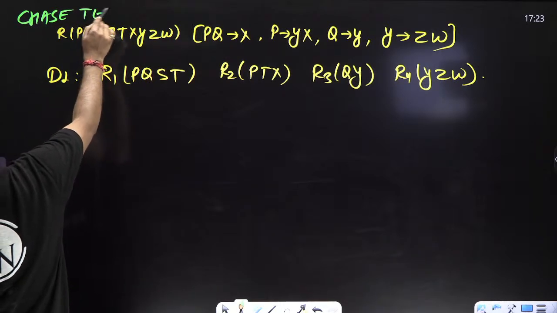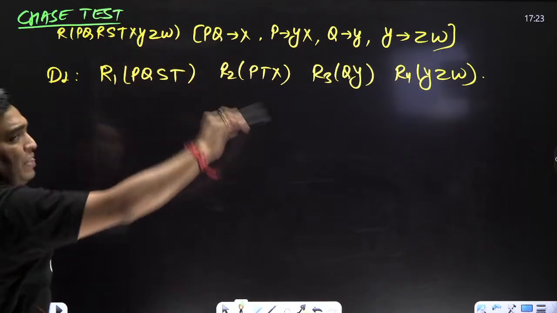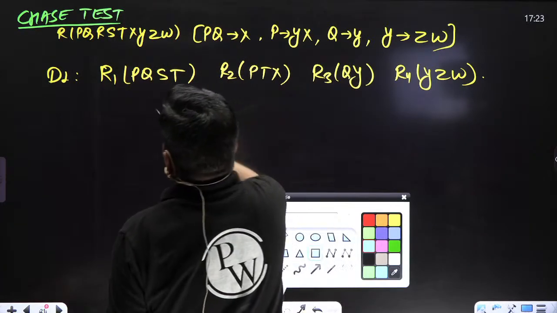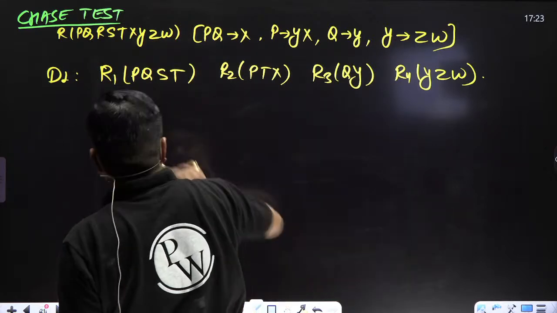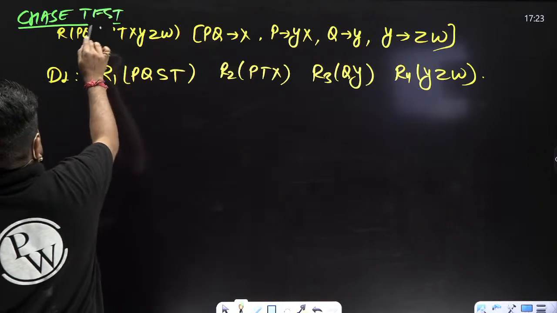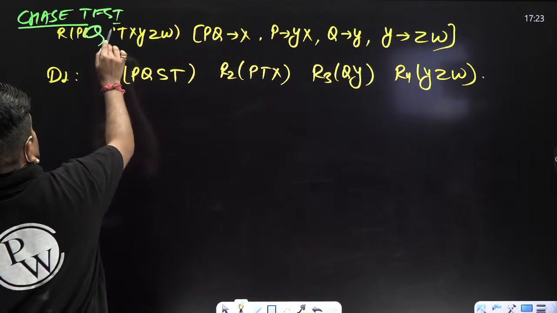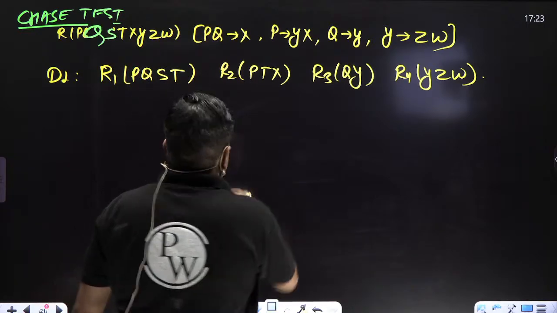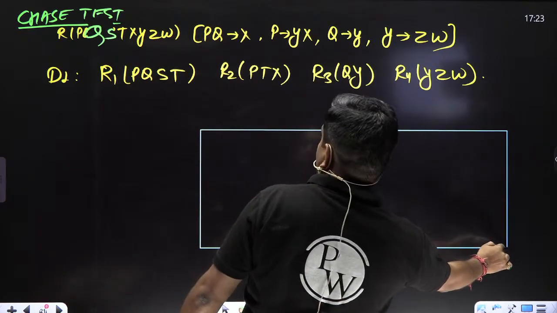Can I do it by the chase test? Everyone let me know fast. How many attributes? PQST is 4 and XYZW is 4, so 8. How many relations?